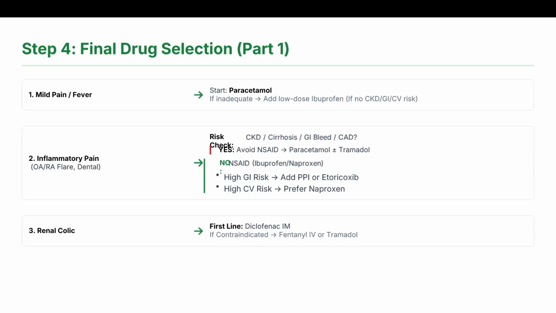In case of renal colic pain, the first line is diclofenac IM injection. If contraindicated, go for fentanyl IV or tramadol. Nowadays, even ketorolac is given as IM or IV for renal colic pain.